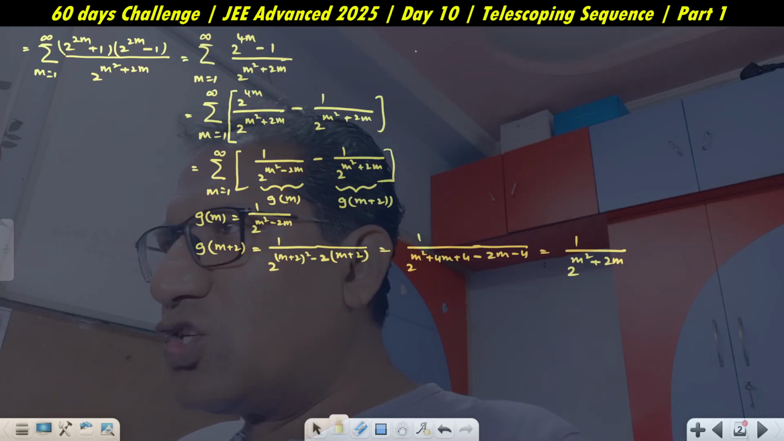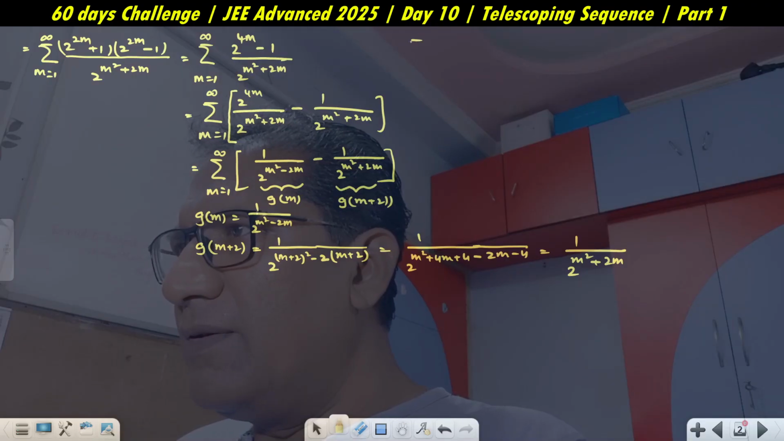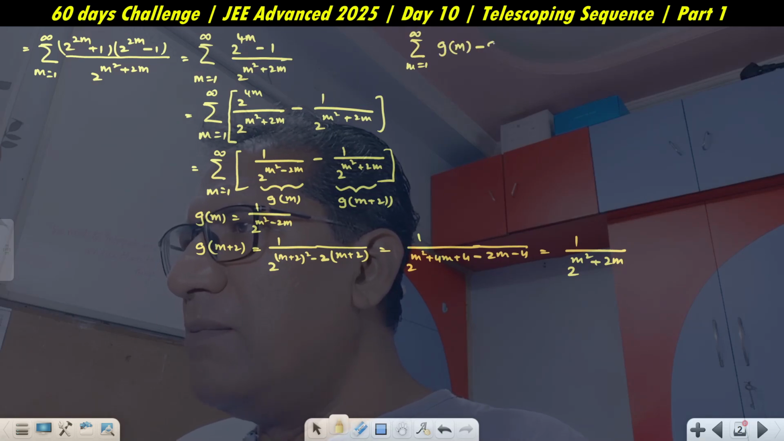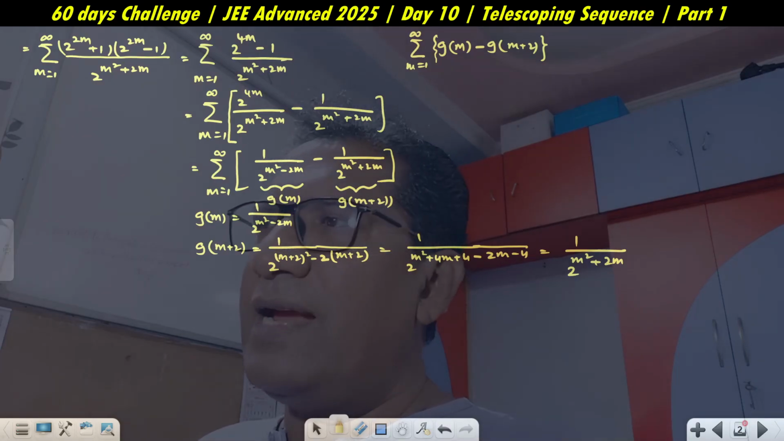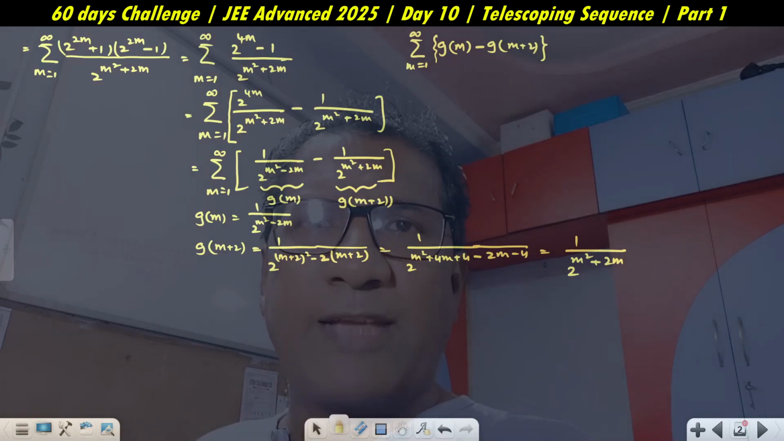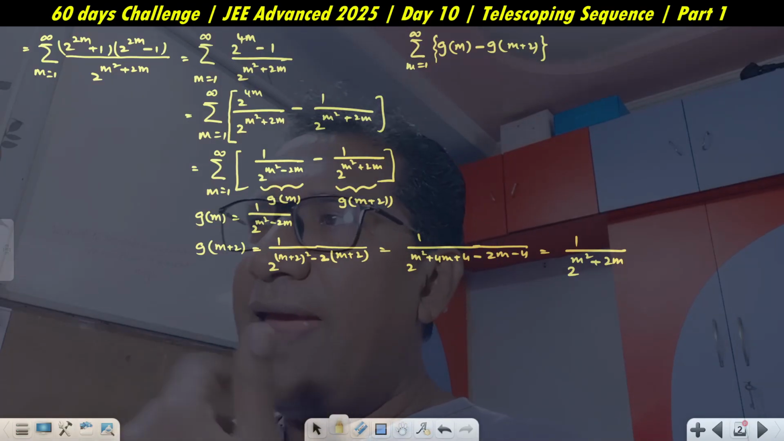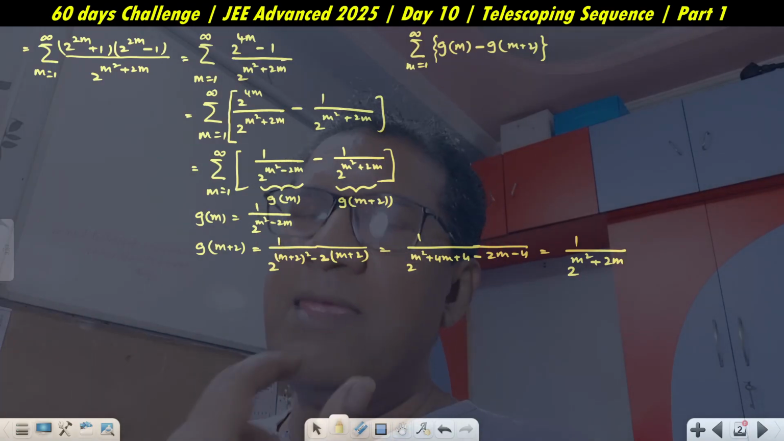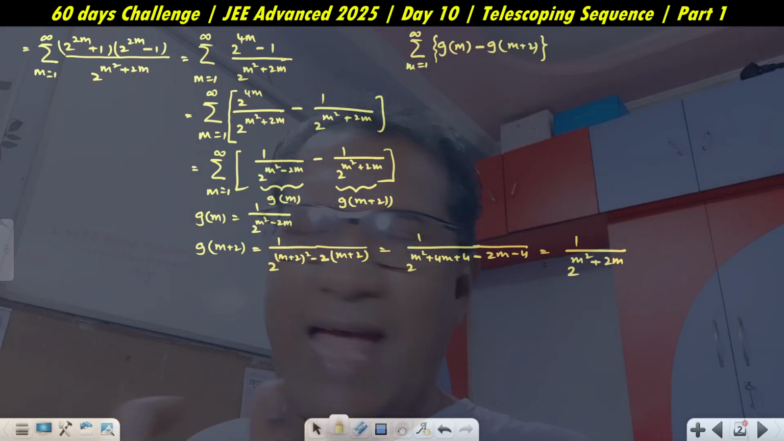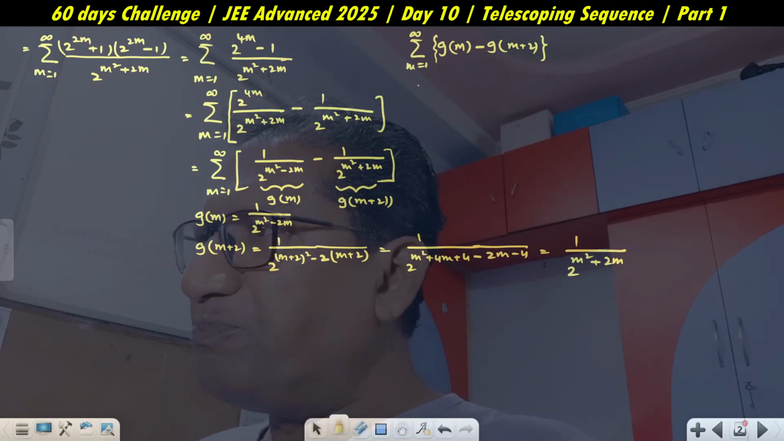Okay? So the sigma, m from 1 till infinity, becomes Gm minus G of m plus 2. But here we cannot apply the telescopic method. To use the telescopic method, the difference should be 1. I mean, if it is Gm, there should be a Gm plus 1 or m minus 1. And m plus 2 is there, so I need G of m plus 1 or m plus 3, which means the gap should be of 1. That's exactly what I want to tell you.